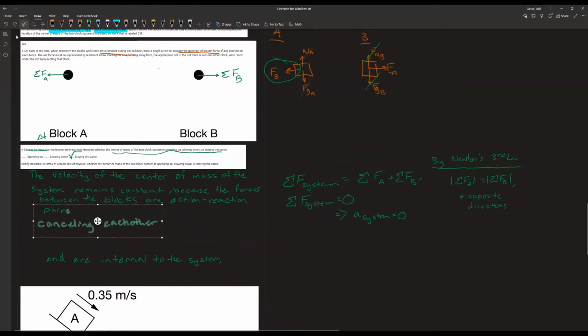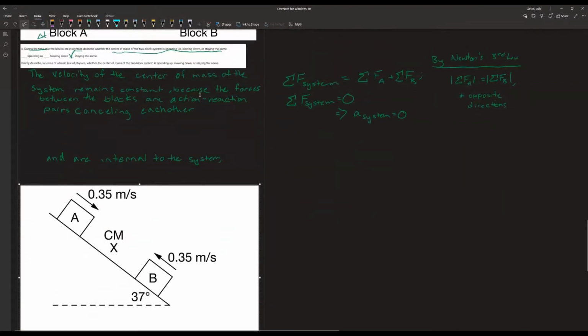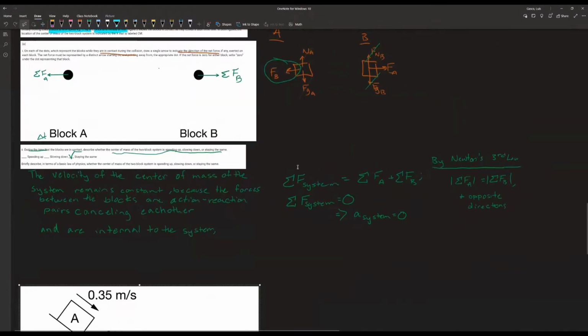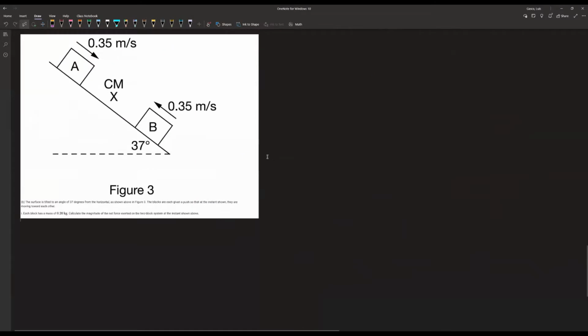There's this thing called, objects do not have self-action. An object cannot push itself to move. One reasoning for that is whenever an object pushes internal to a system, those forces are an action-reaction pair, and they will cancel each other out. And so the net force will remain 0. Okay, almost there. Last question.